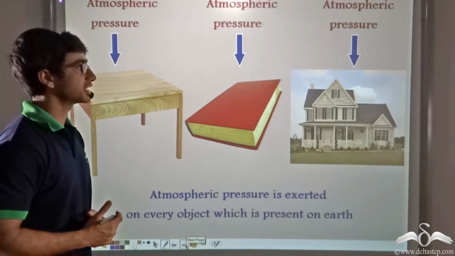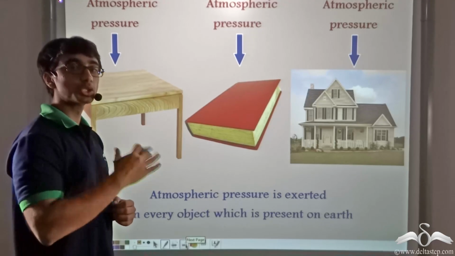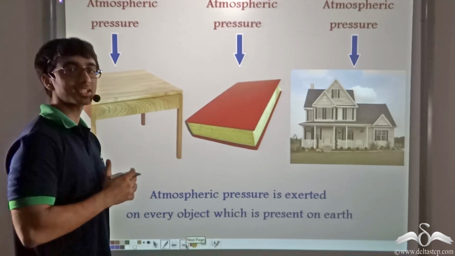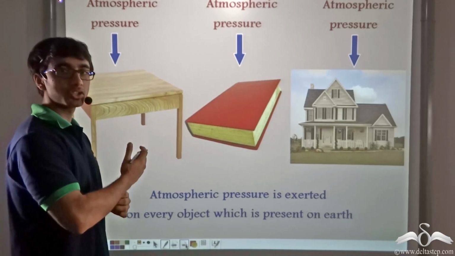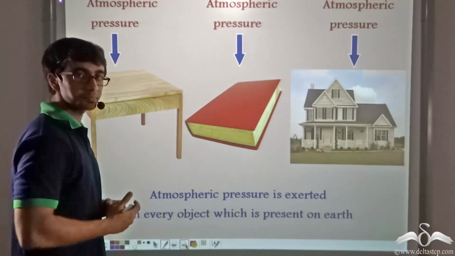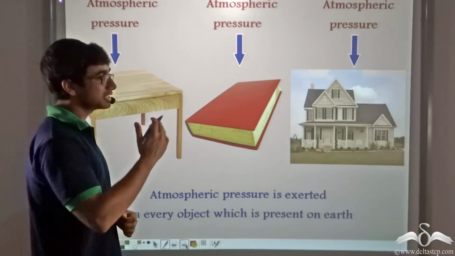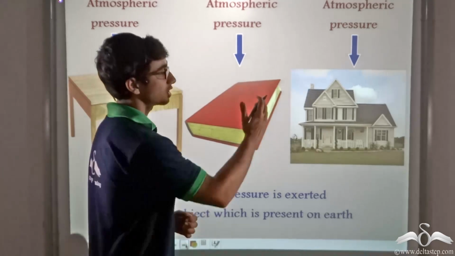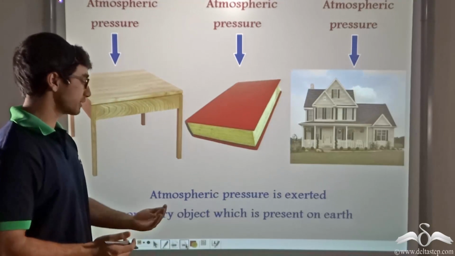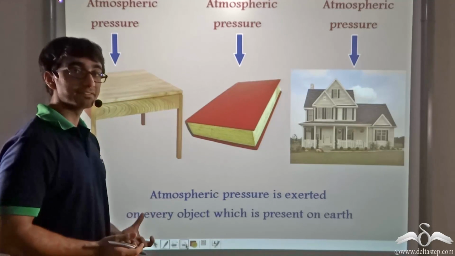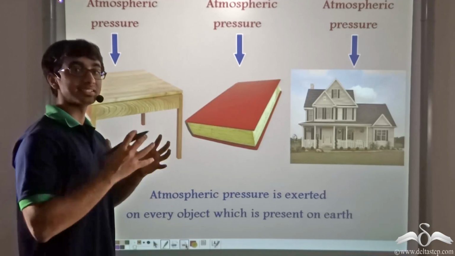Now atmospheric pressure acts not on selected objects. It acts uniformly on all objects that are on the Earth. Just like atmospheric pressure will be acting on the book that you read from, it will also act on the table at which you study. In a similar manner, it also acts on your house where you stay. So we can say that atmospheric pressure is exerted on every object that is present on the Earth as well as on the Earth itself.